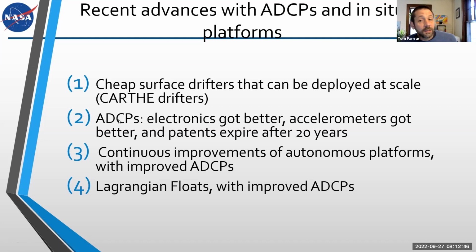ADCPs, the electronics have gotten a lot better. They're now available with integrated inertial motion packages that can improve the quality and the separation of the vertical and horizontal components in the velocity. And importantly, a patent expired on ADCPs that opened up the market to competition and has led to faster sampling ADCPs with features like integrated IMUs.